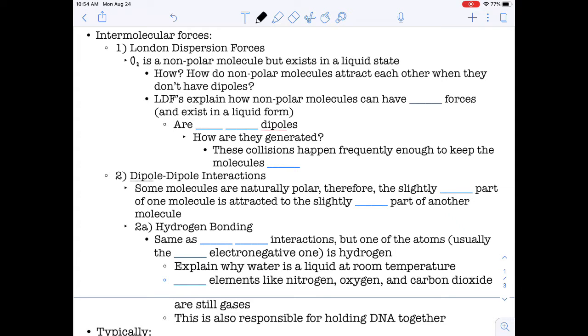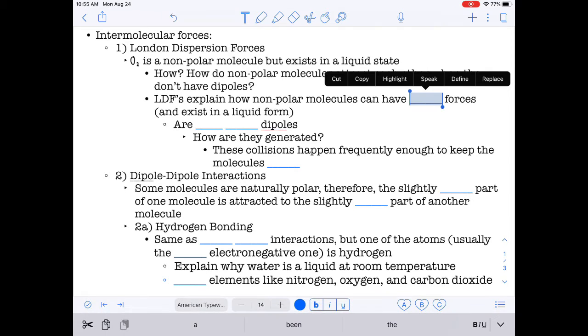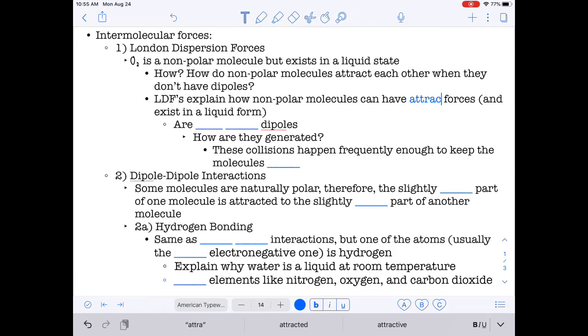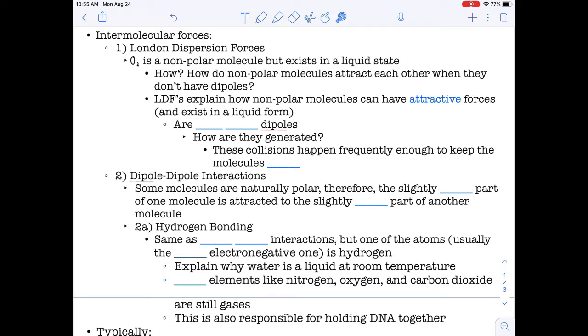So O2 is a nonpolar molecule, but it exists in a liquid state. So the question that scientists asked was how? How do nonpolar molecules like O2 attract each other when they don't have dipoles? Because there has to be some form of attraction for it to exist in a liquid state. And the answer to this was London dispersion forces. They explain how nonpolar molecules can have attractive forces and exist in a liquid form. And I abbreviated London dispersion forces here to LDFs.